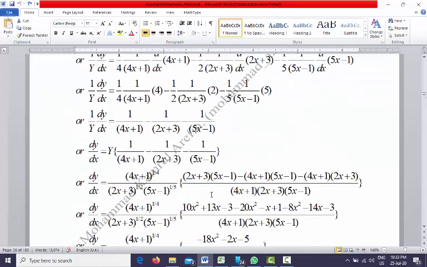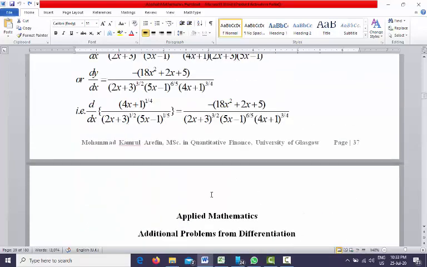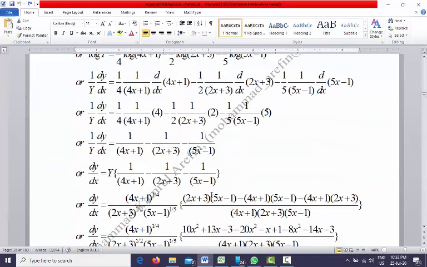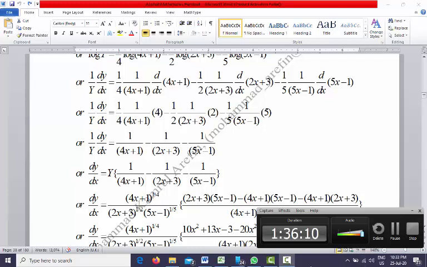So that's the end of this chapter. Please solve this question and practice it at your home, and then only you will get a full comprehension, full understanding of the problems of the multiplication rule and division rule.